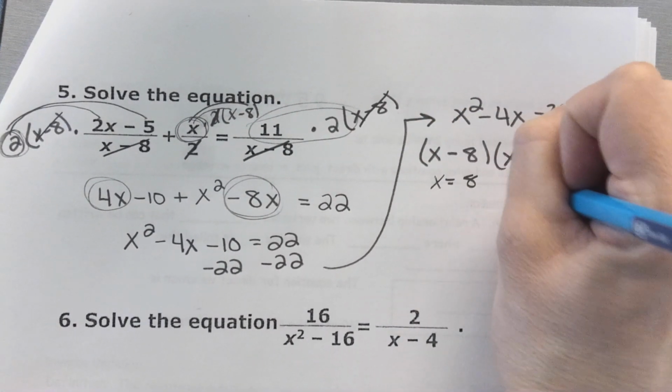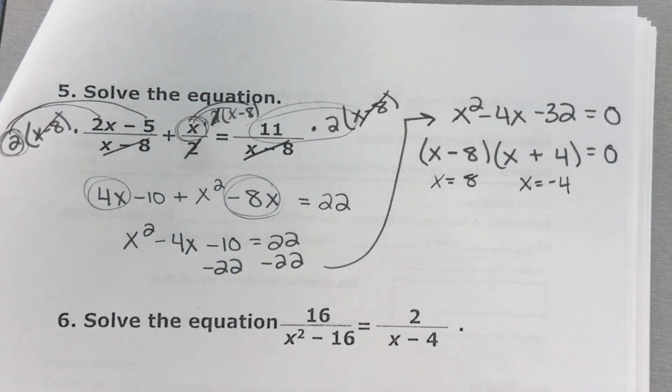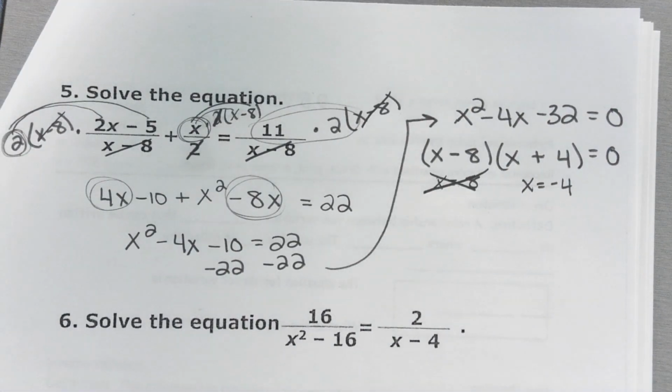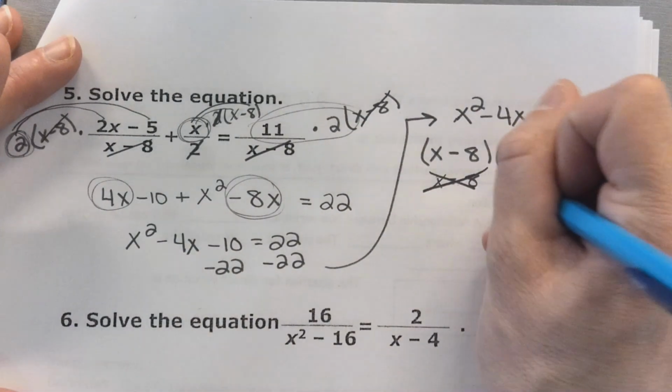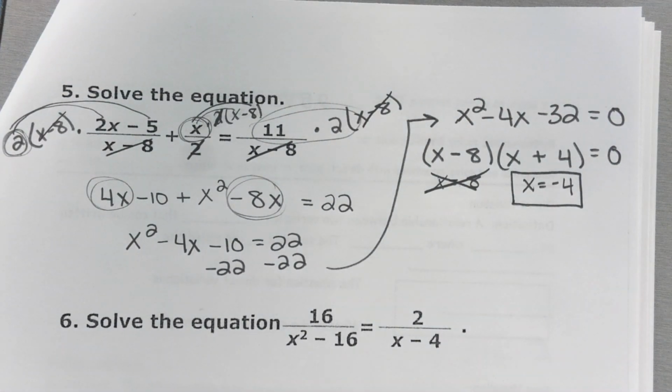All right, what would make this 0 if x were? Negative 4. Okay, again, before we get crazy and back stuff in and call it a day, let's check our answers. Would 8 make any of my denominators 0? Yeah, 8 doesn't work. Would negative 4 make any of my denominators 0? No, so that one is a go. The other one got thrown away.